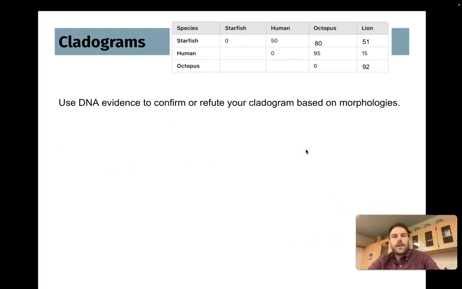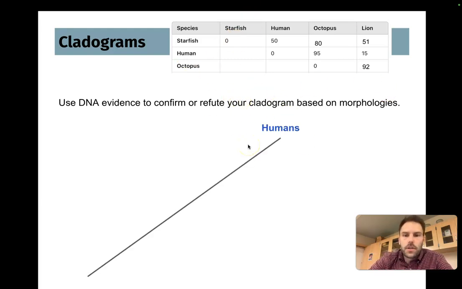All right, everyone, let's take a look at this cladogram based on DNA evidence. I'm going to start off with humans here, and when I look at this chart, the human has the least amount of differences with a lion, it looks like. So I'm going to just start off by drawing a short branch here.